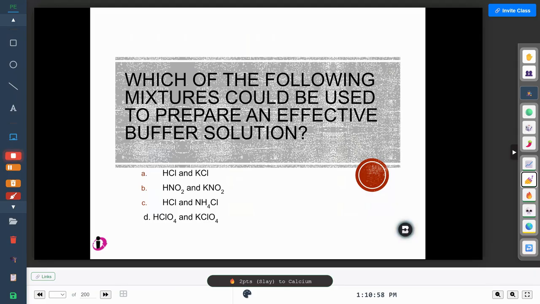All right, so another turn and talk. You have to figure out which of these four choices represents an effective buffer solution. Which of these is going to be an effective buffer solution? Talk with your neighbor, and then I'll choose a group of you again.